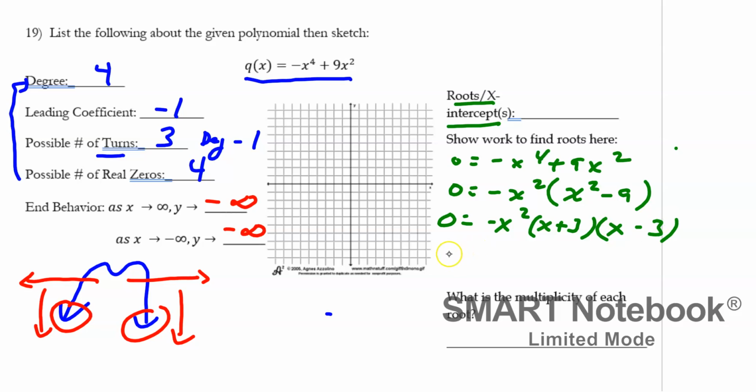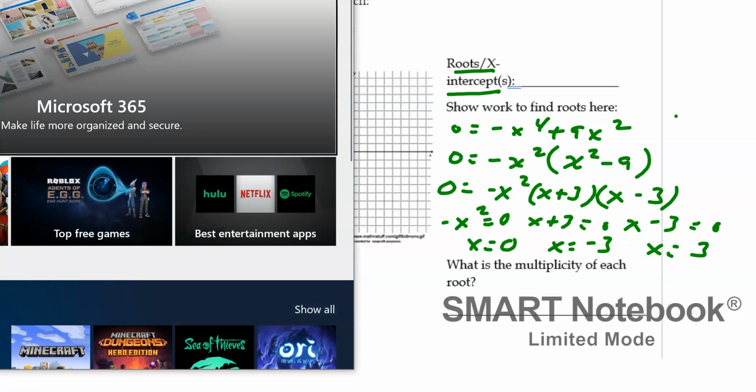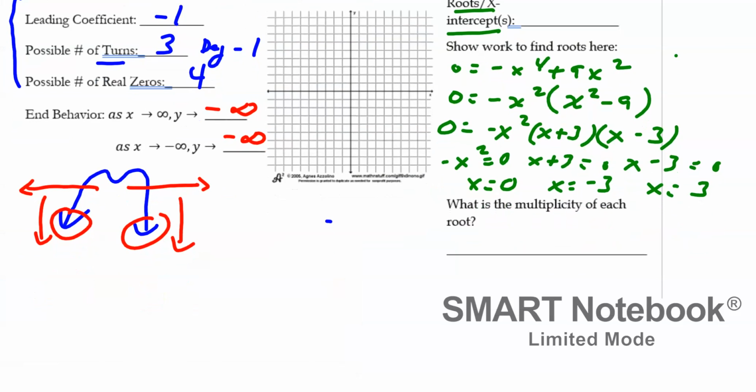So I have 3 possible zeros. So I have negative x squared equals 0, x plus 3 equals 0, x minus 3 equals 0. So my 3 possible zeros are x equals 0, x equals negative 3, and x equals positive 3. So I'm going to put those on the line here. So (0, 0), (-3, 0), and (3, 0).